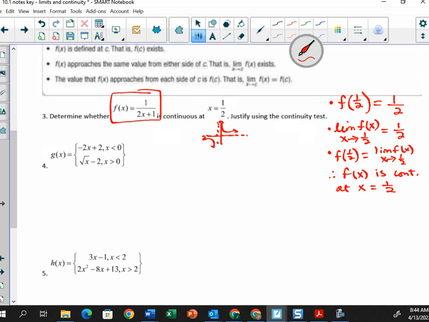All right, so let's look at number 4 here. This time we have a piecewise function, and it was not specified in the directions, but I should be asking you, is g of x continuous at x equals 0? We lost our directions here. You don't do the whole thing on this one.